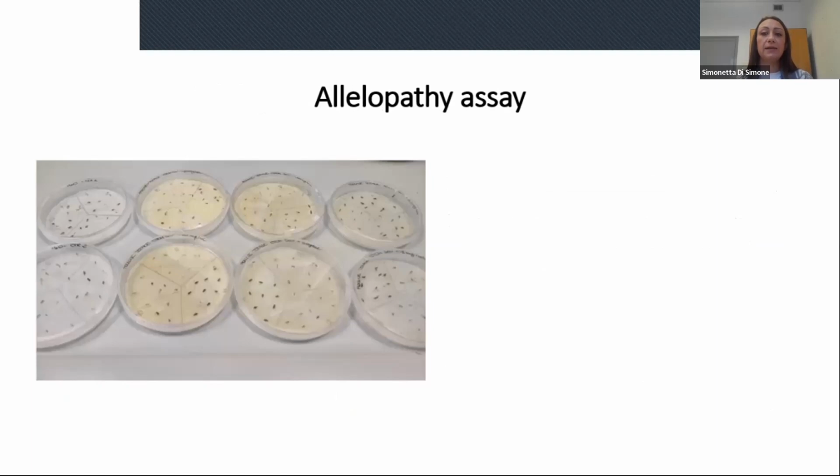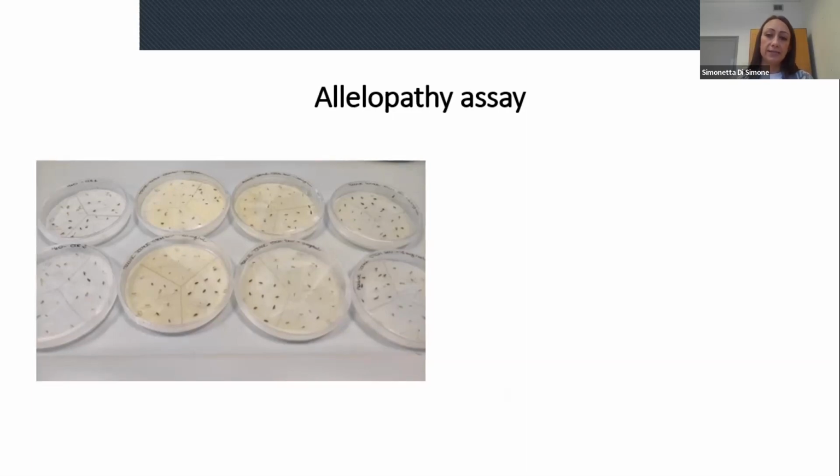But how does the allelopathy assay work? So in an allelopathy assay, seeds of plant species are placed in contact with different concentrations of extract. After a specific time, usually 3 or 4 days, this depends on the species we selected, under controlled conditions, the number of germinated seeds is counted, and germination is expressed as one or more indices. But let's look at the assay in a bit more detail.